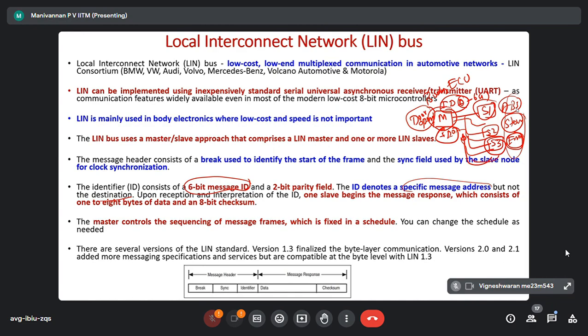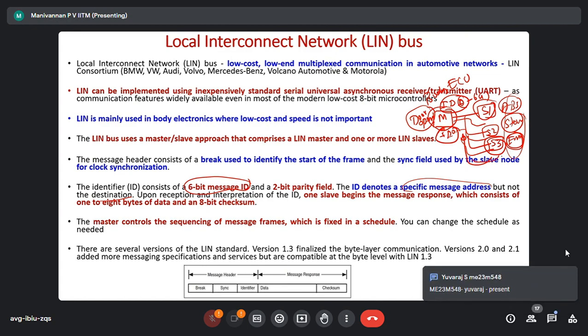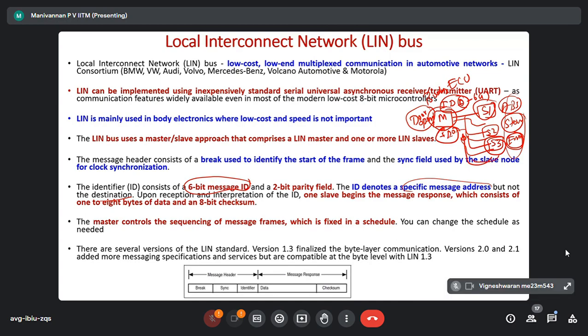Only the master can transmit data. The master can ask for the data, and only when the master asks should the slave respond. The engine ECU can never send data on its own. Or ABS cannot send data. Steering control cannot send data. The reverse is not possible on its own.